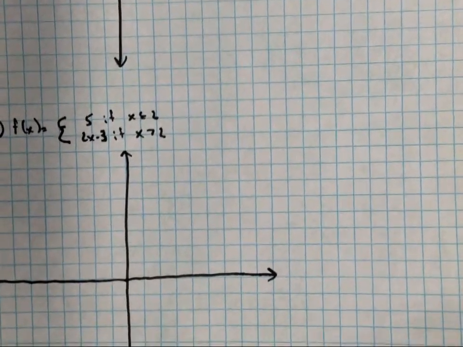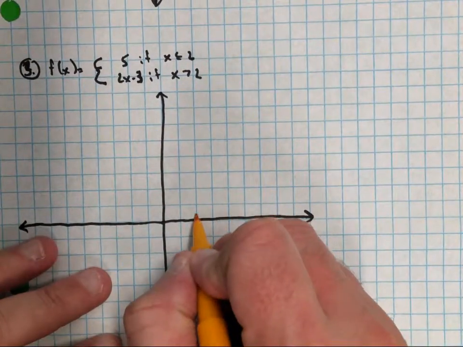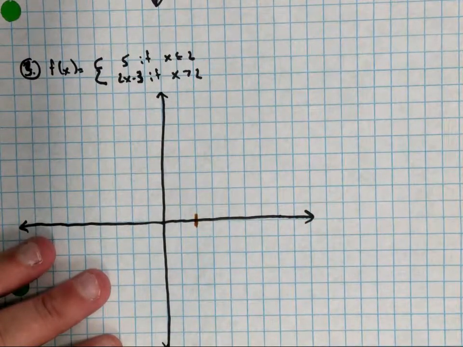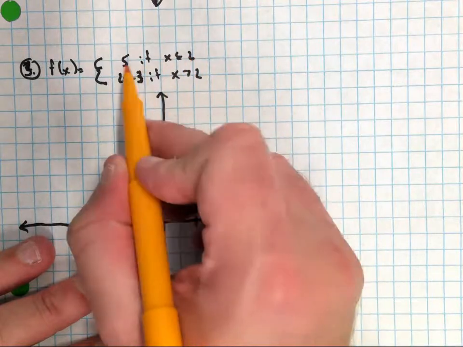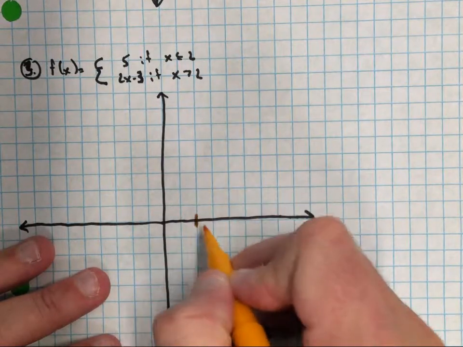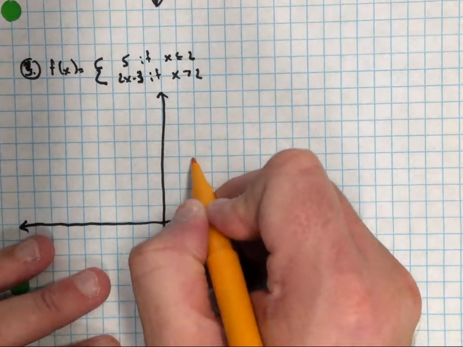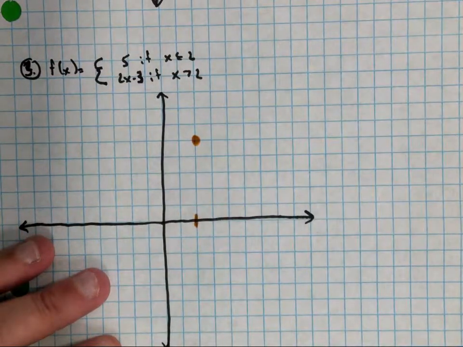Let's look at number 3. What's my restriction point? 2. I'm going to make a little symbol right there so you know that's where we're looking at. Okay, go to the first part. If I take 2 and I plug it into 5, can I plug it anywhere? So what point am I plotting? 2, 5. Well, okay, so this is 2. 1, 2, 3, 4, 5. Open or closed? Closed because that's or equal to.